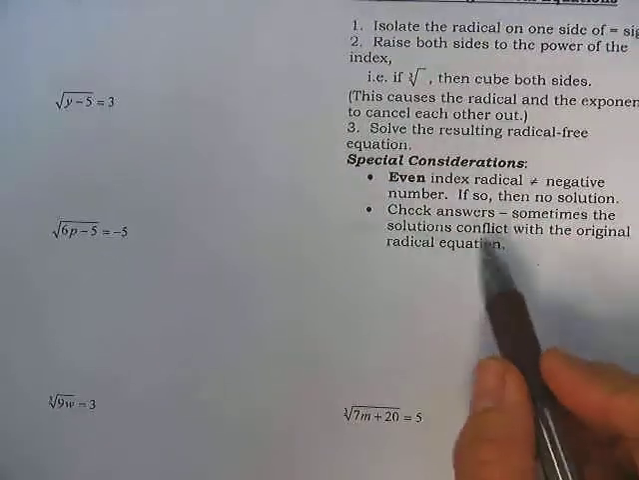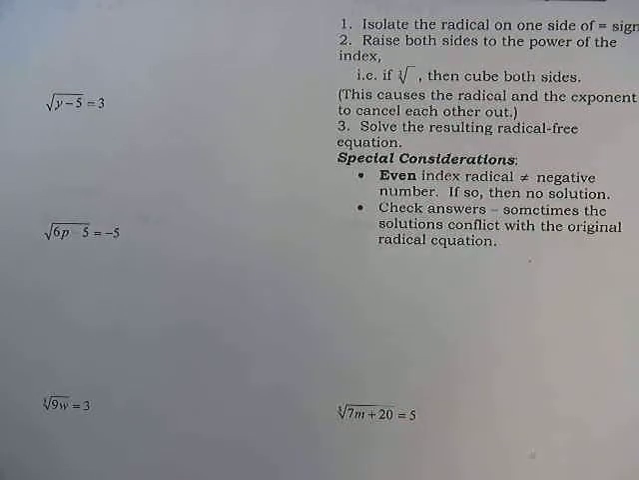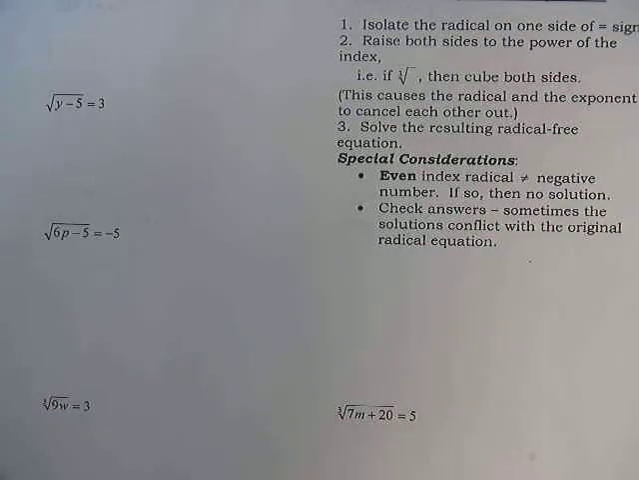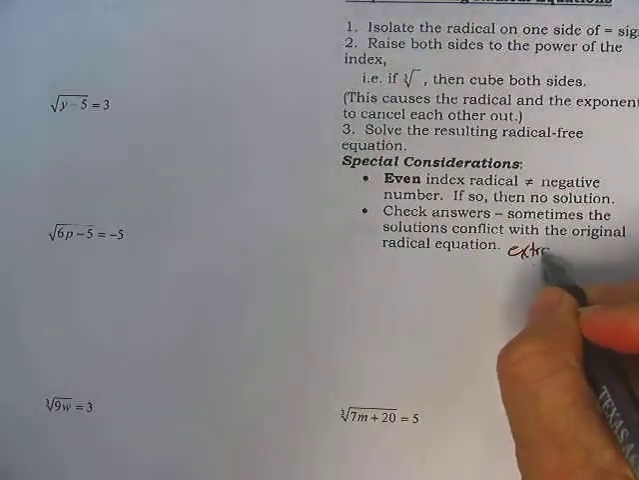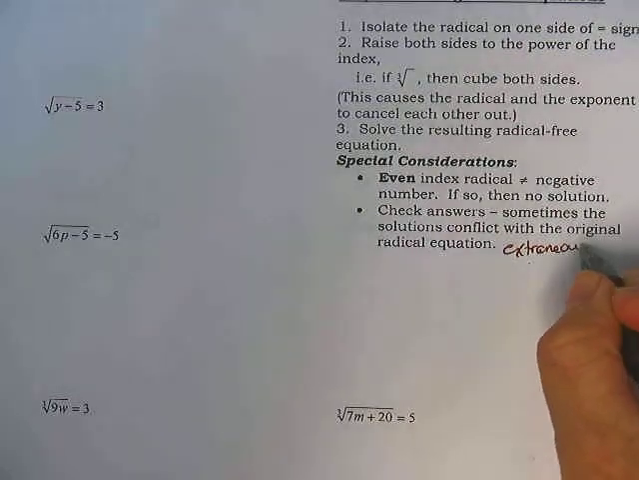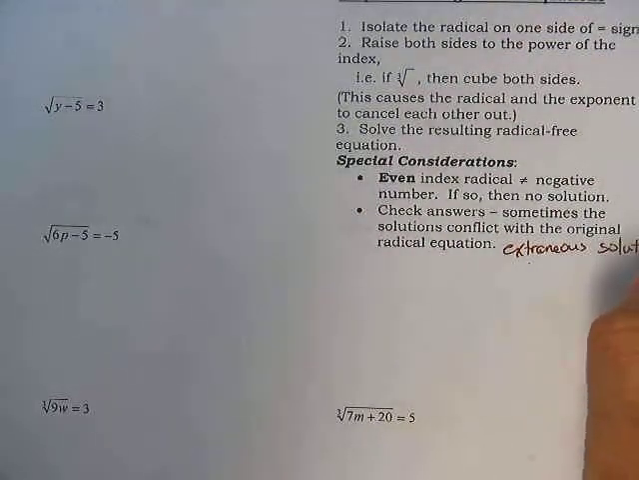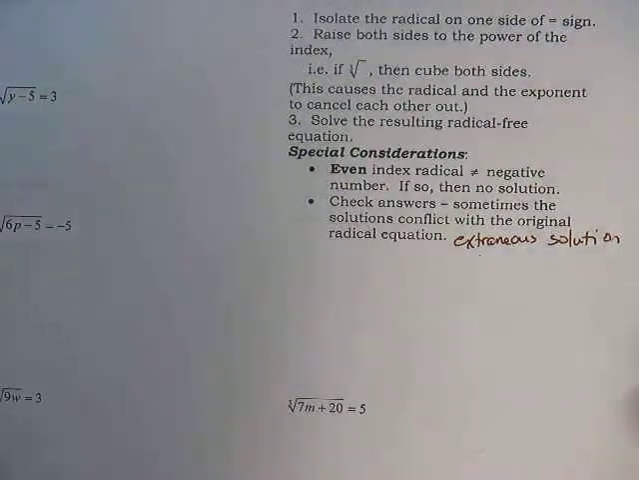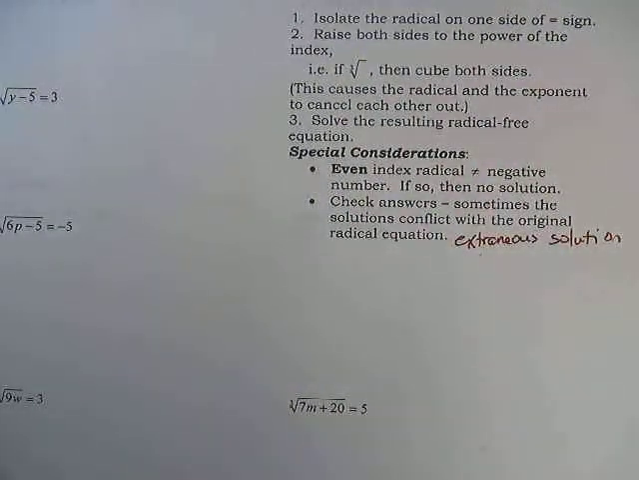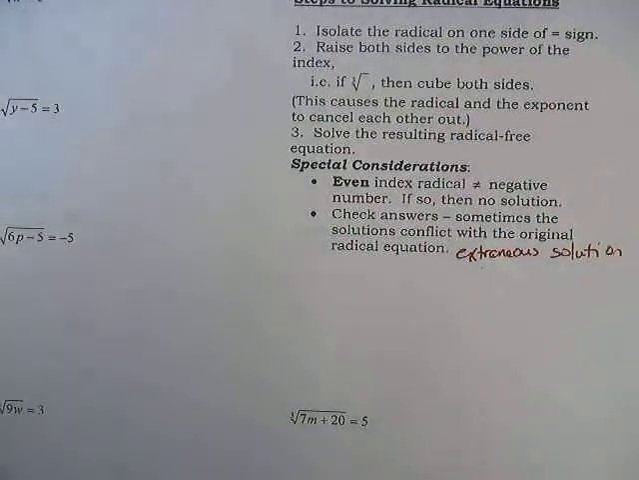A couple of things to make sure you're aware of. You always need to check your answers when we're solving radical equations. This is similar to with the absolute value equations. Occasionally you will get an answer and it will not work in the original equation. That's called an extraneous solution. So remember that word, extraneous solution. So that will definitely happen with radicals. Also, if you ever have an even radical, so something to the square root or the 4th root, those will not be solvable if it equals a negative number. And we'll do some of those so you can see.